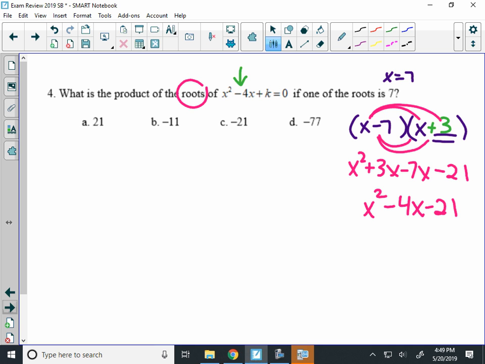Well, the product of the roots, right? So one of the roots here was 7. The other root from the x plus 3 factor is x equals negative 3. And the product of 7 and negative 3 is negative 21. So that would be your solution.